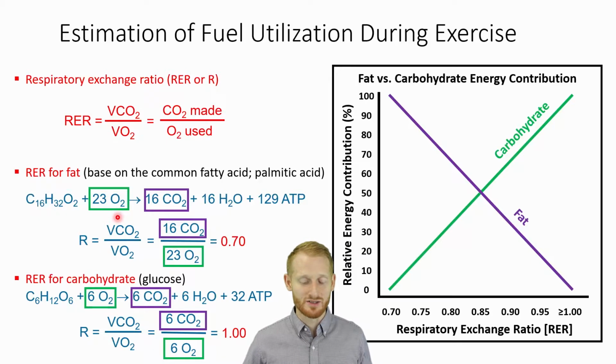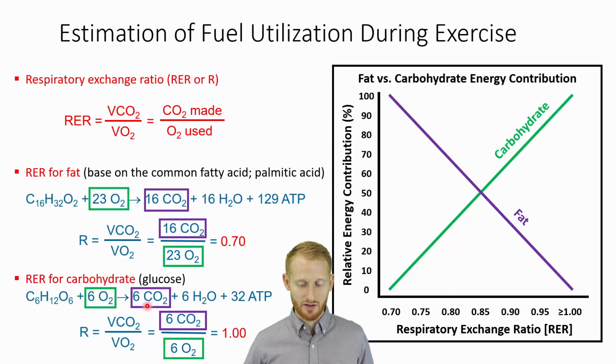If this doesn't make sense to you, let's just simplify it here. Using chemistry and the math behind it, we can figure out that in order to break down this palmitic acid, we need to add 23 oxygen molecules, so O2, and it's going to produce 16 CO2s. And so if we throw that into the RER equation, or just R here, it's 16 divided by 23, that's 0.70. So when we're over here at 0.70, you're using very little carbohydrates and almost entirely fat.